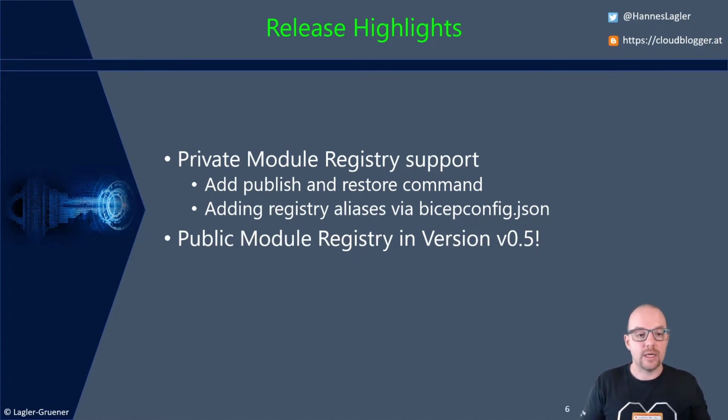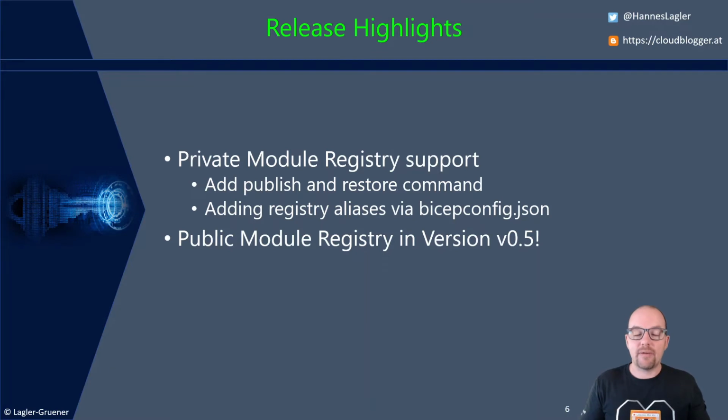They added two commands to Bicep, the publish and the restore command, to use the private container registry. They also added the registry alias via bicepconfig, so you can use the bicepconfig to set the path to the container registry where your modules are stored. In the future they will also add the public module registry. At the moment only the private one is available, but in version 0.5 they will also add the public module registry.